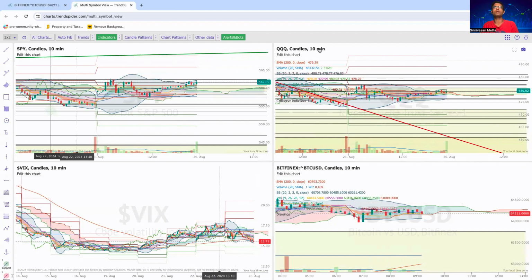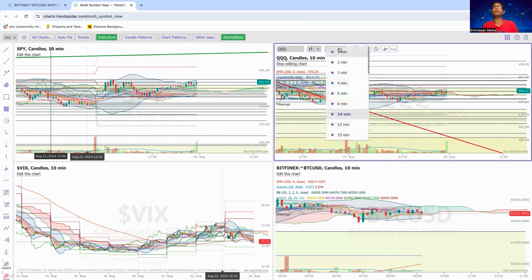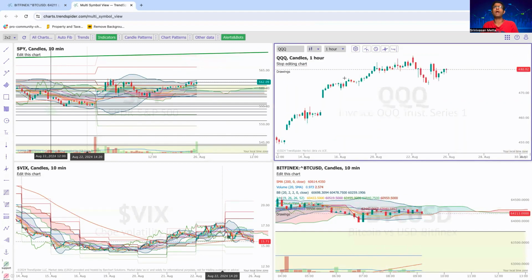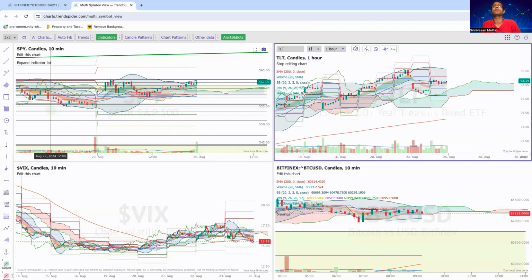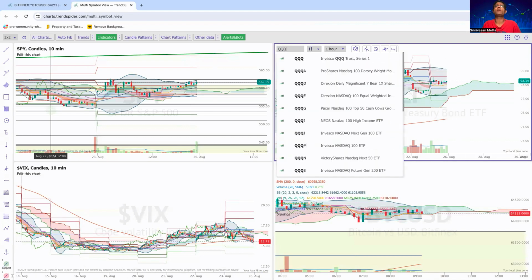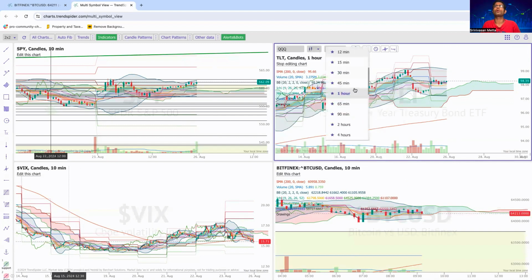You can change this. If you are an hourly guy, then you can change all this to an hourly chart like this. It's as simple as that. You can also change it to TLT or something like that, and those kinds of things. So definitely, it's a very useful tool to give you a perspective to see all the indices in the same place and to enable you to make a decision.